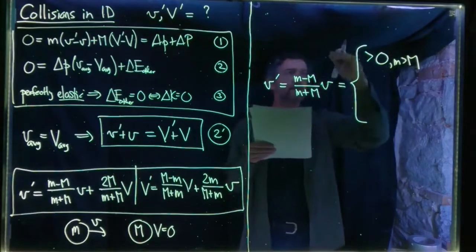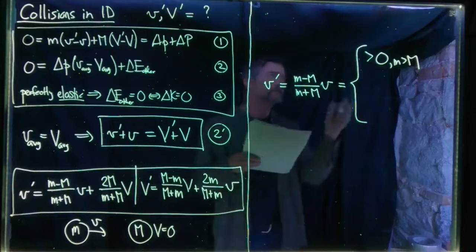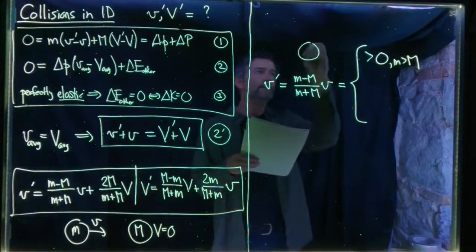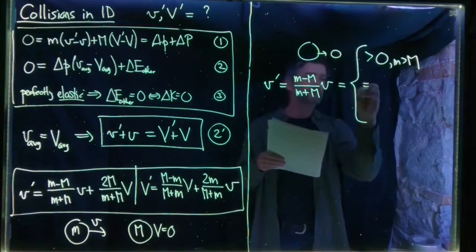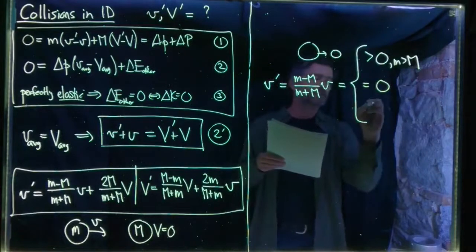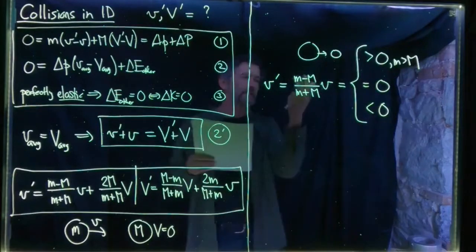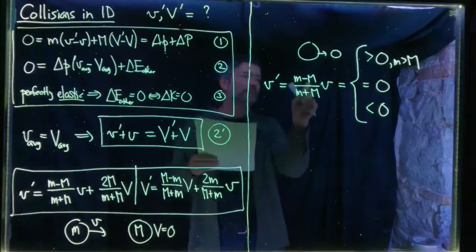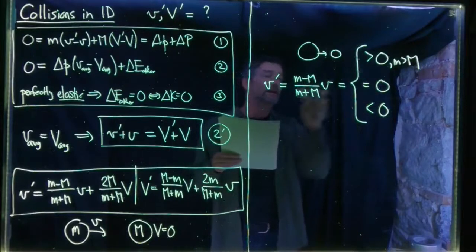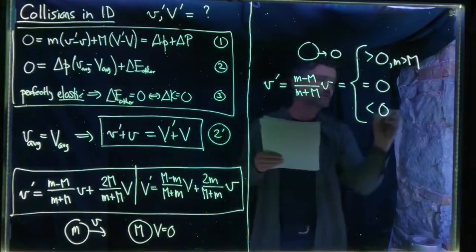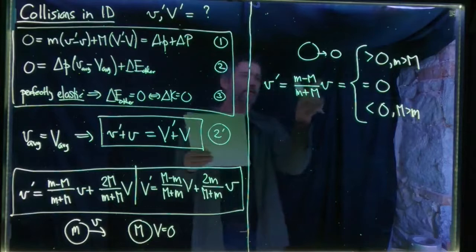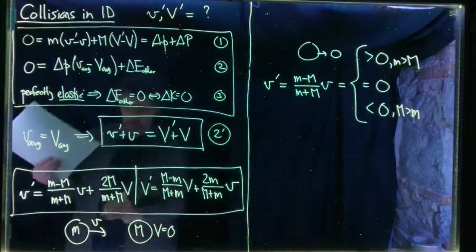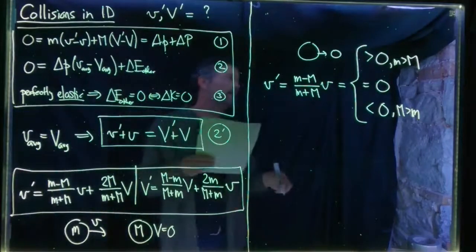So on this side, we're dealing with a situation that looks like this. Little m is big compared to big M. Big M starts off at rest, and little m is moving toward it like this. And this is going to be equal to 0, and this is going to be less than 0. So this is less than 0 if big M is bigger than little m. Then this final velocity will be negative. We're assuming, of course, little v is positive to the right.